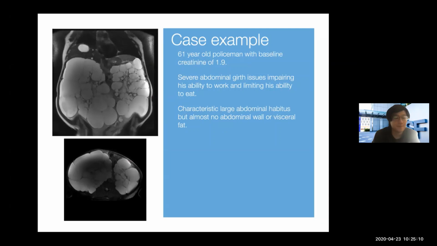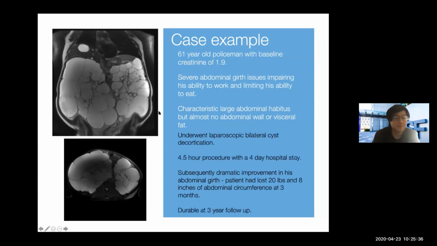Here's an example of a case of polycystic kidney disease where this type of approach was done. This is a 61-year-old policeman on his feet all the time. Baseline creatinine was 1.9. Very severe abdominal girth issues. He was having an awfully difficult time doing his job, wearing his uniform. Very large abdominal habitus, but almost no abdominal wall or visceral fat. You can see very thin abdominal wall fat.